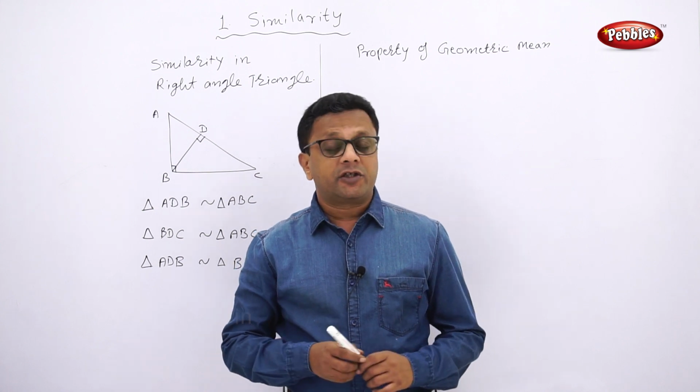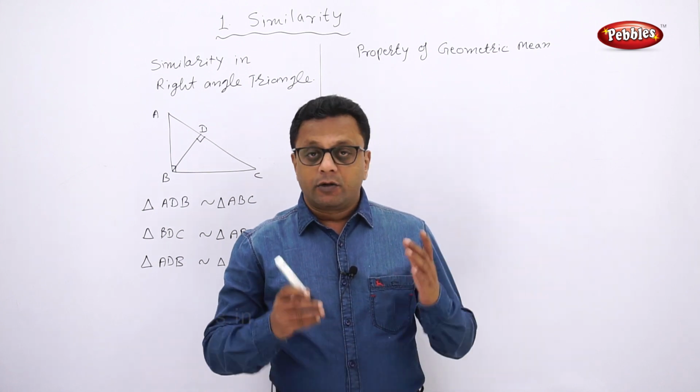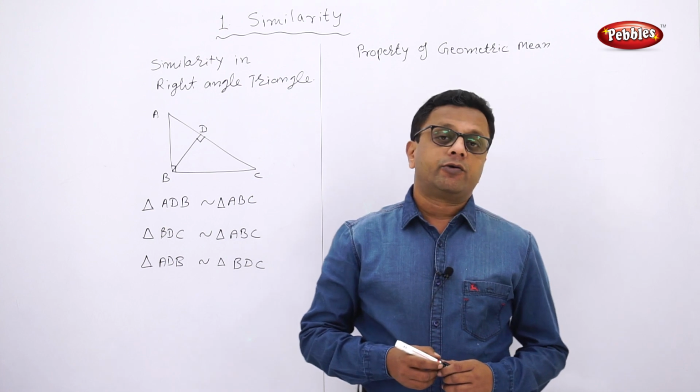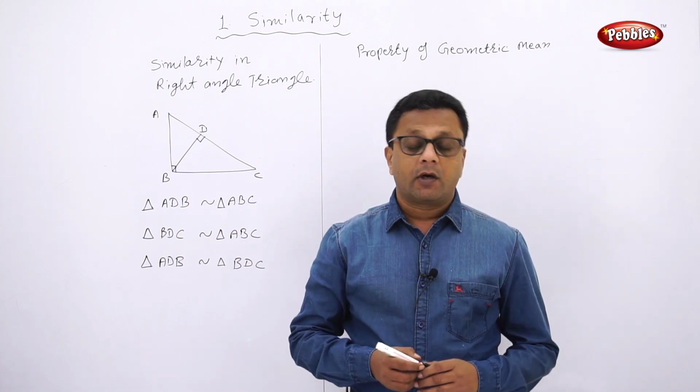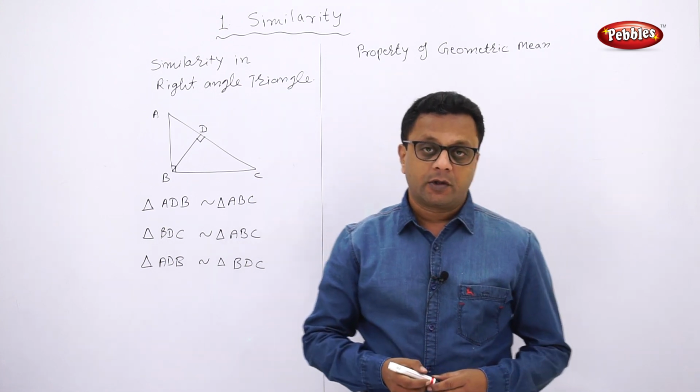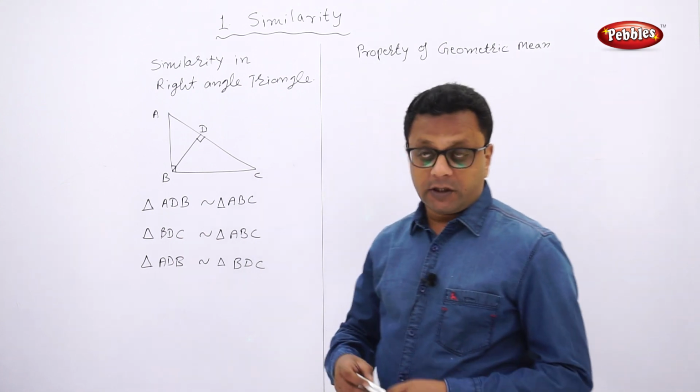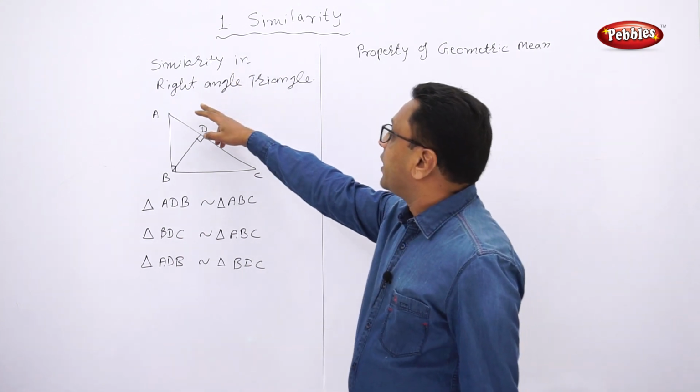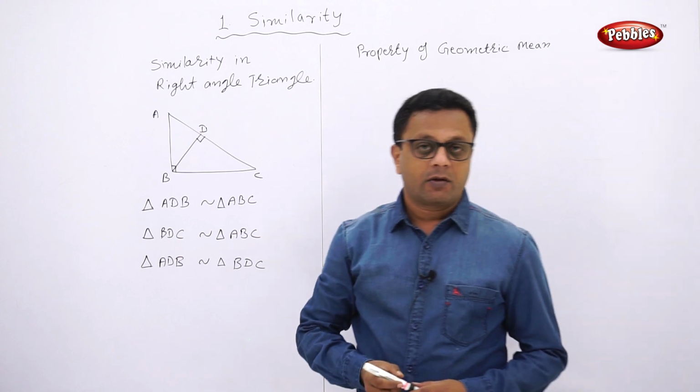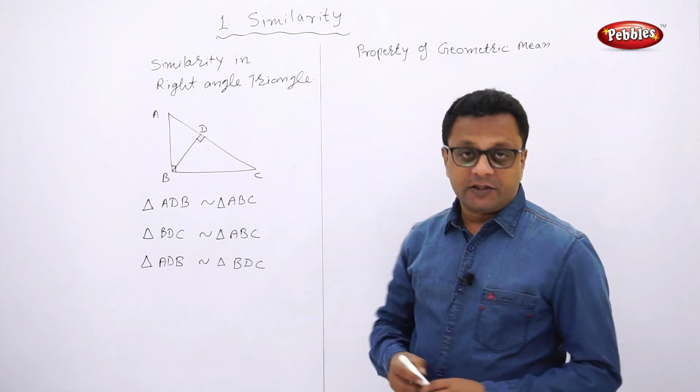We are learning Geometry Chapter 1 Similarity. Now today we are going to learn three properties. Rather two properties and one theorem. The first property we are going to learn is similarity in right angled triangle. Okay. Now what is this property?